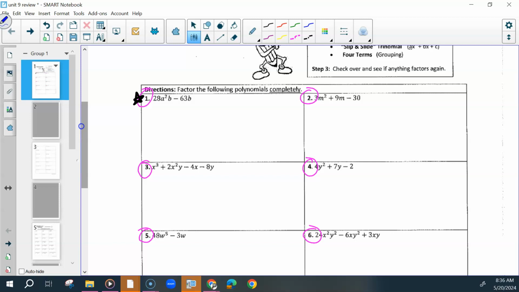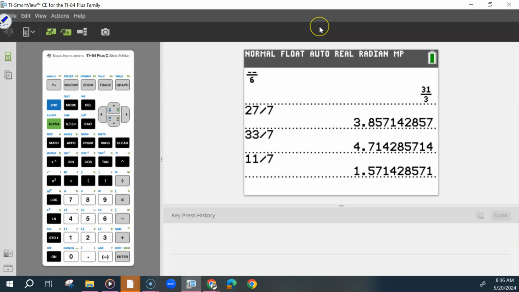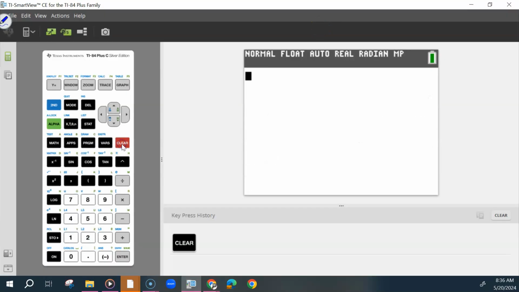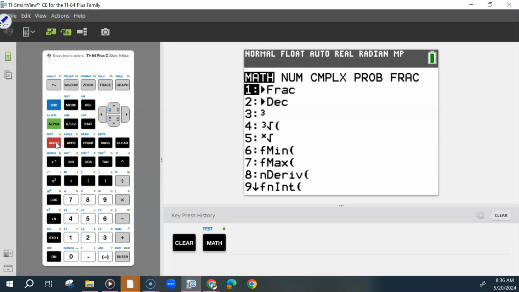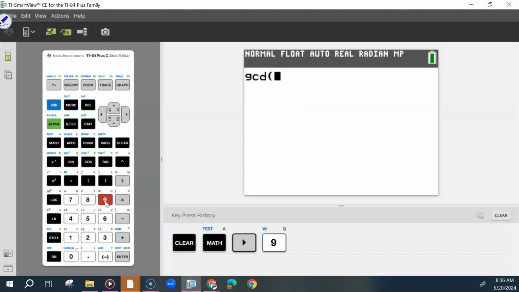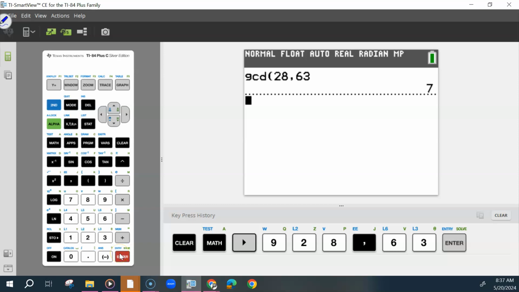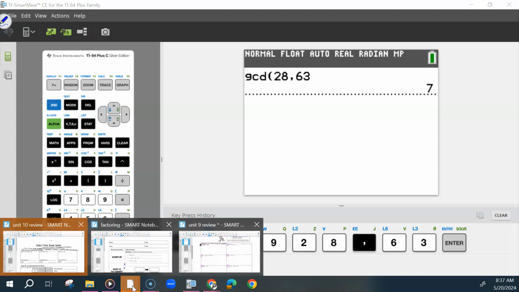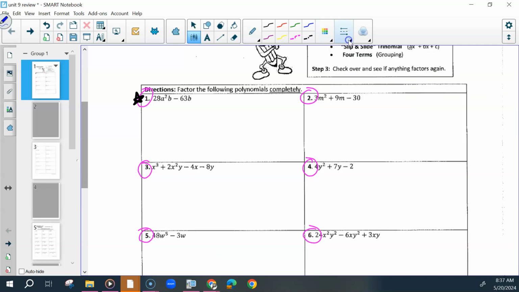In your calculator, if you wanted to find that instead of doing it by hand, you would go into math, go over to number, down to number 9, GCD. And then you can only do this two numbers at a time. So you could type in 28 and 63. Don't worry about the negative because it won't matter. And it'll tell you what that GCF or greatest common divisor is. But that's just number-wise, so you still have to figure out the variable. What variables do they have in common?